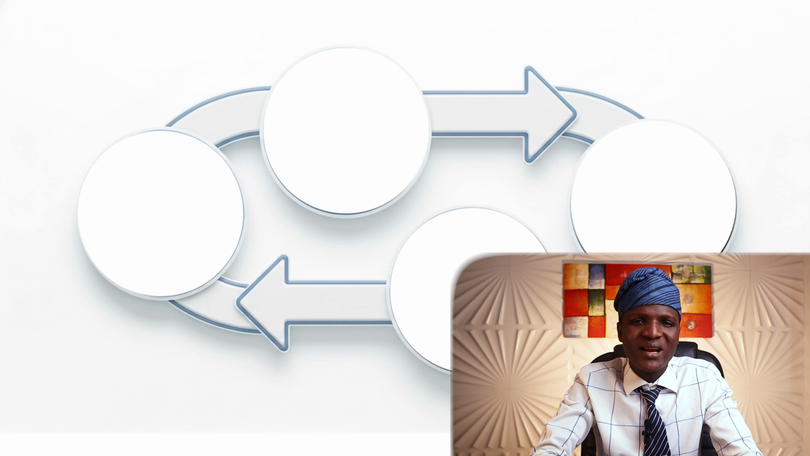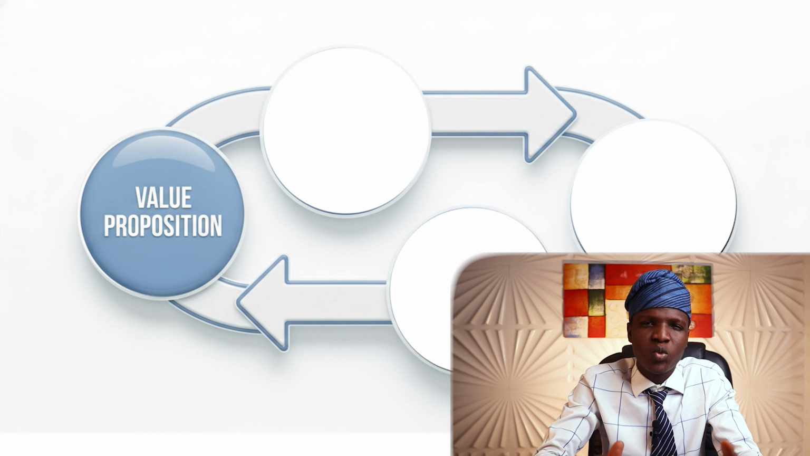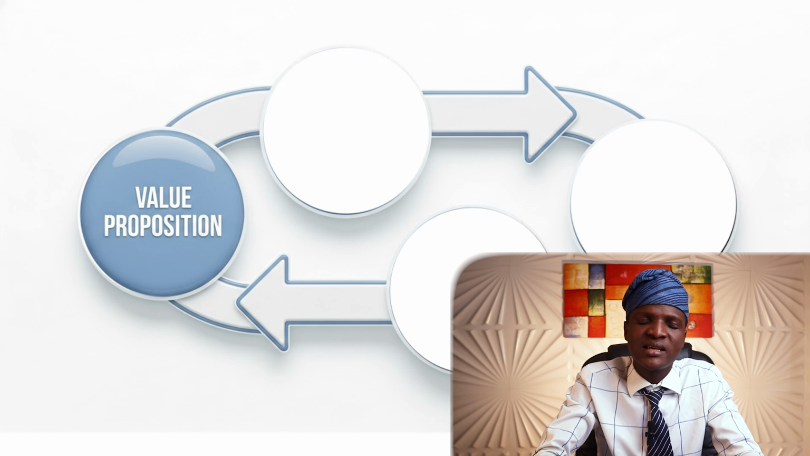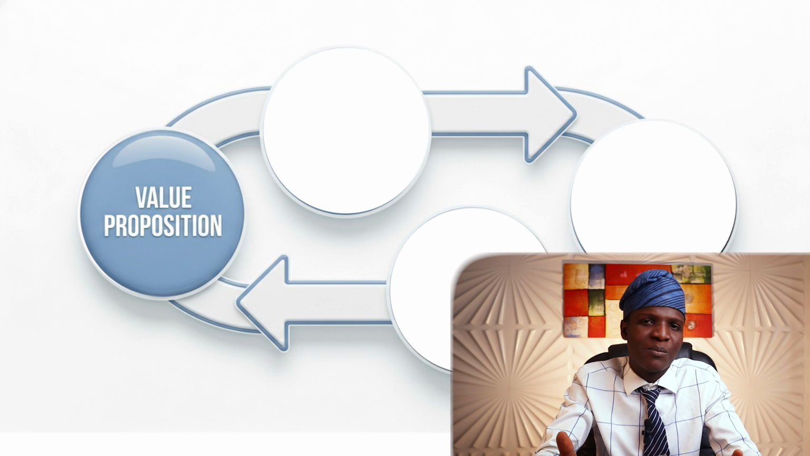To understand what the business model canvas is, you need to know that we have 4 different angles you need to understand before even designing a business model canvas. Number 1 is value proposition. You need to understand what it is you are bringing into the market. What is it that is going to change people's perspective about your product?